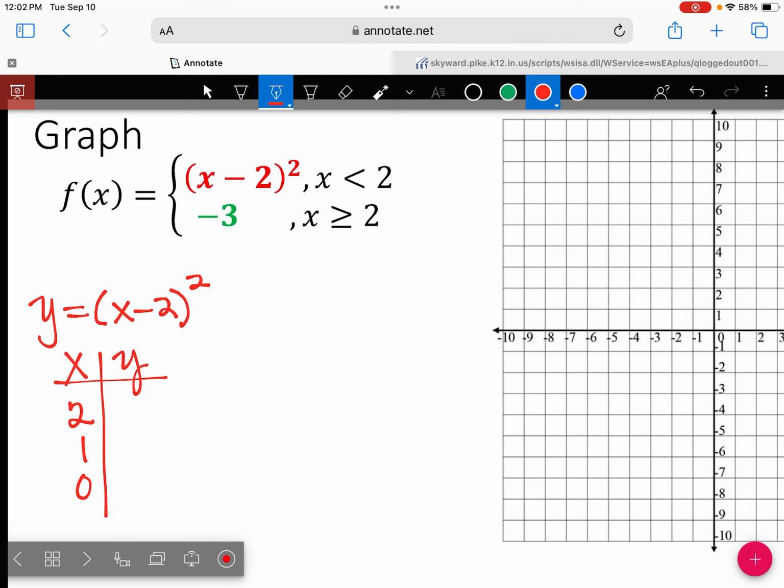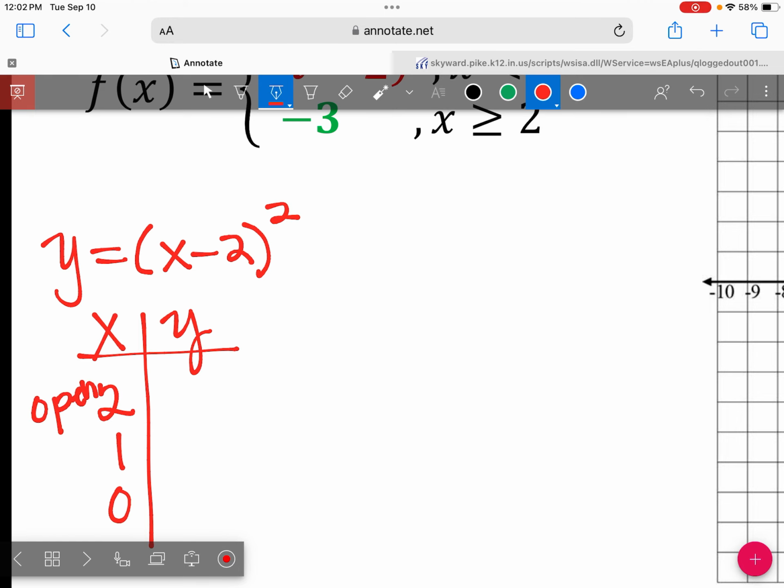Now, when I do this first point, is it open or closed according to the rule? So who says it's open, this first point? Who says it's closed? Who's not sure? All right, if it's equal to, it's closed. If it's not equal, it's open. This is not equal. It doesn't have a line under it. So that one we start off open.